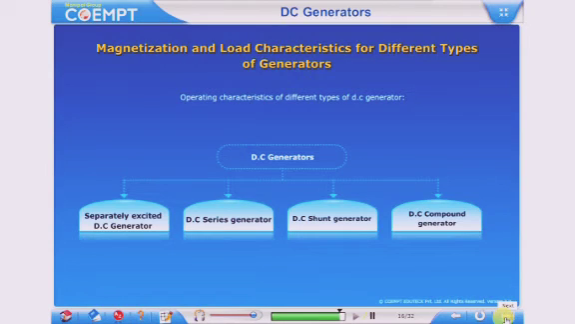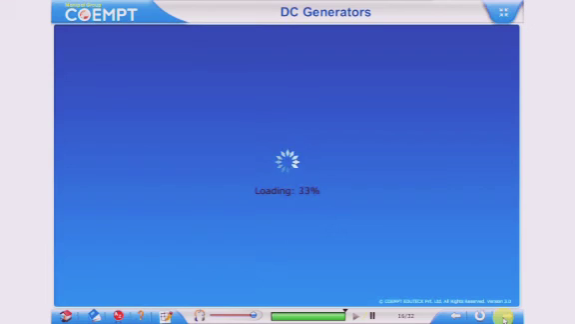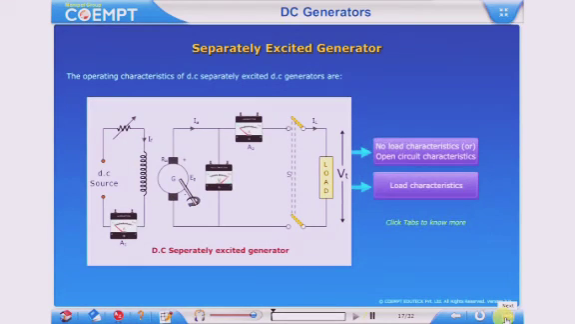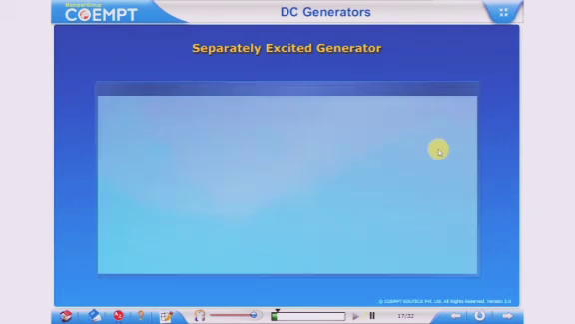No-load saturation curve, EG versus IF. It is a plot of EG with respect to IF at armature current IA equal to 0 and speed N constant, and its graph is shown below. Conditions: there should not be any load, that is IA is equal to IL, which is equal to 0. The armature is driven at rated speed by the prime mover.